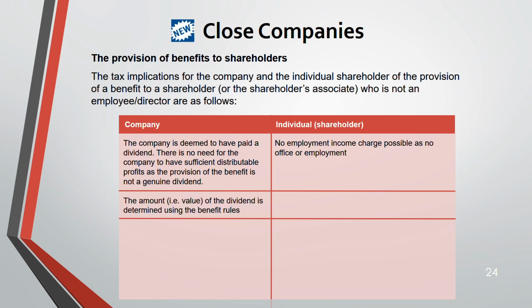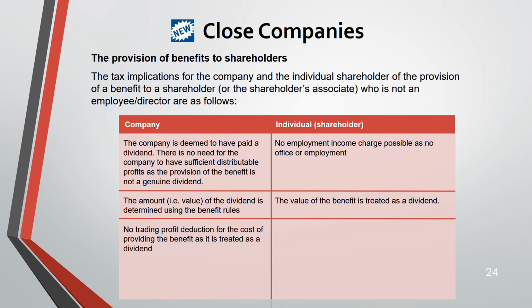Next, the amount of the dividend is determined using the benefit rules. Value will be determined using the benefit rules, whatever the benefit is. This I've covered when I was going through employment benefit. For the shareholder, the value of the benefit will be treated as a dividend. For the company, no trading profit deduction for the cost of providing that benefit, as it is treated as a dividend.